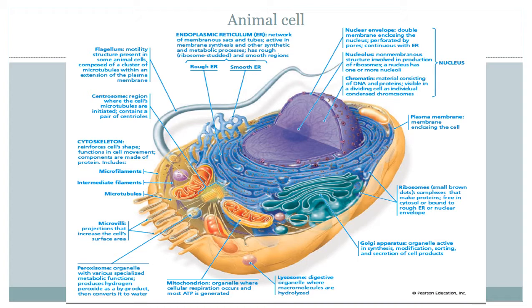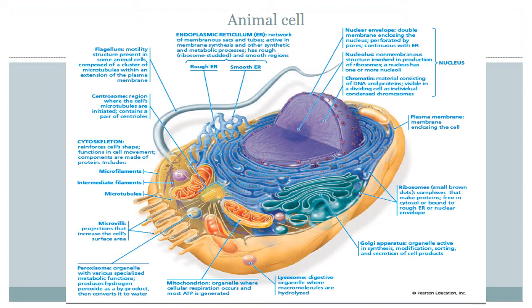And then you have the nucleus. The nucleus has been cut open to show you the nuclear envelope, which is a double membrane enclosing the nucleus, and it is perforated by pores. It is continuous with the ER, endoplasmic reticulum. There's a nucleolus also present, involved in the production of ribosomes, and depending on the type of cell, there can be one or more nucleoli.